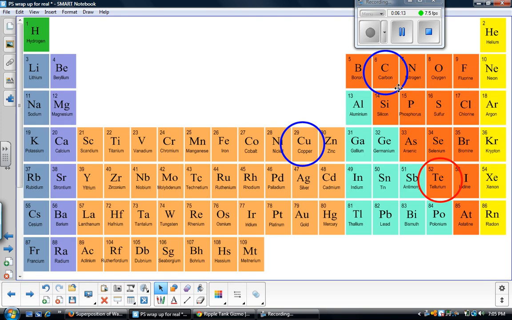So carbon is an example of an atom that goes through beta decay. When carbon goes through beta decay, it turns into nitrogen. Another element that does this is copper. When copper goes through beta decay, it turns into zinc. So it has an extra proton.